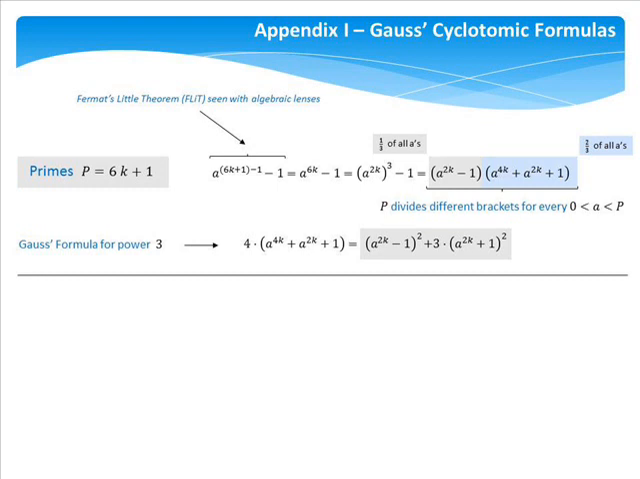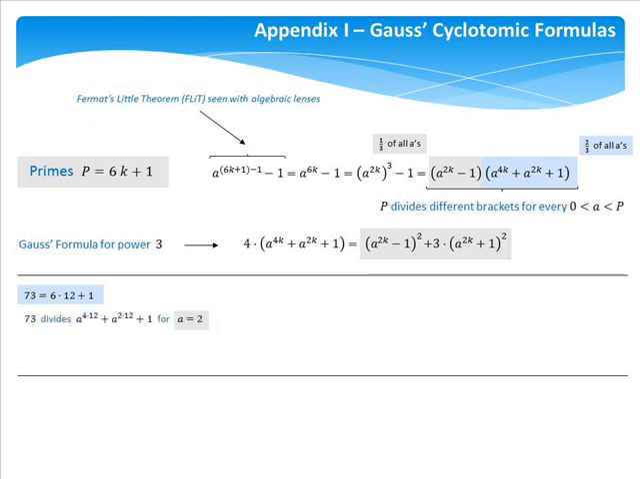So if P divides the second bracket of Fermat's little theorem algebraic form, then it also divides Gauss cyclotomic formula for power 3. Let's illustrate with two examples related to the form 6k plus 1. The first one is prime 73. Upon examination, we check that for A equals 2, 73 divides A raised to 4 times 12 plus A raised to 2 times 12 plus 1.